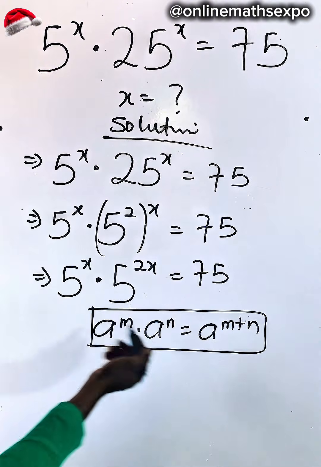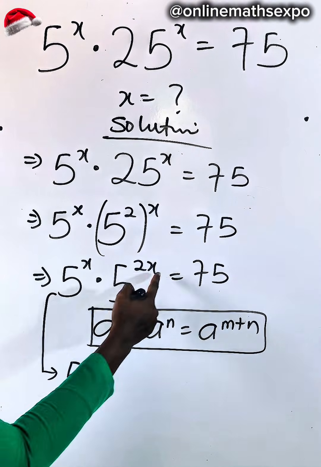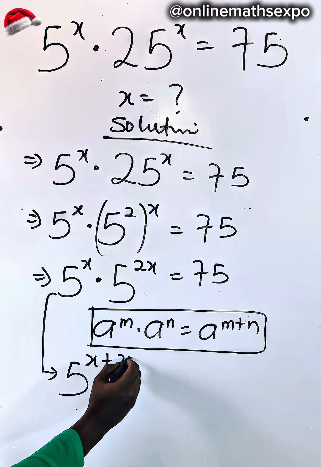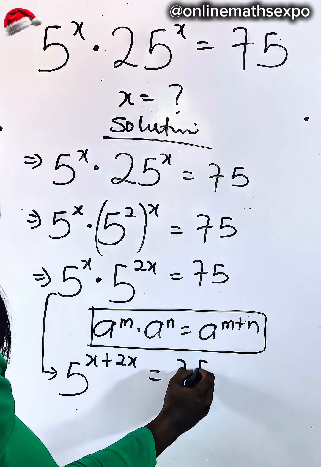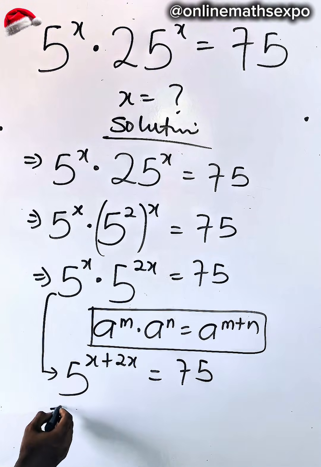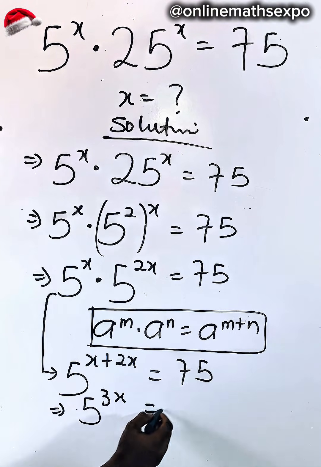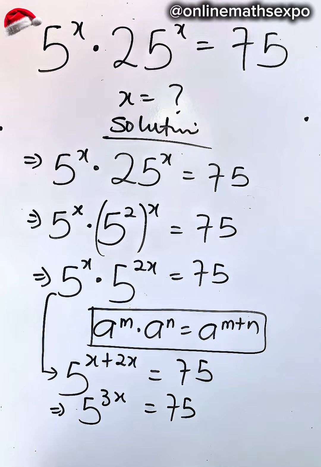So let's keep solving this. From here, we are going to now have 5 to the power of. Add the powers, you have x add 2x is equal to 75. What do you do next? Add the powers. So we have 5 to the power of, add this, it gives you 3x is equal to 75. And what do you intend to do at this point?